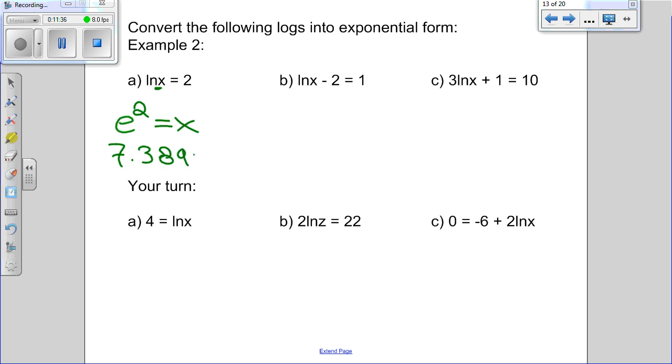So changing these is the exact same as yesterday. It's just that now the base is always going to be e, because they're all natural logs. To do this one, we can't convert it into exponential form until we have the log by itself. Once the log is by itself, we can change it into exponential form. And then we can actually calculate it.